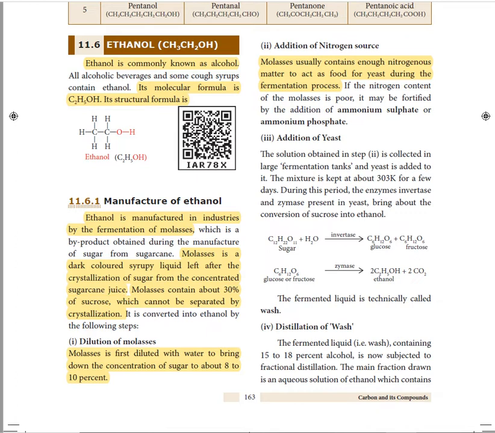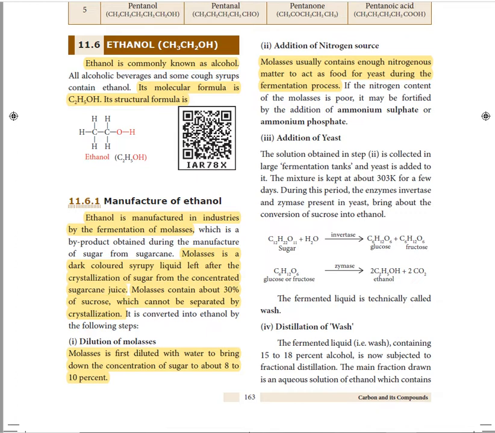In the third step, the solution we got in the second step is poured into the fermentation tank, and here yeast is added to it. In lower classes you learnt about yeast. They are microorganisms, single-celled, belonging to the class of fungi. The enzymes present in the yeast catalyze many complex organic reactions. So enzymes are bioorganic catalysts.